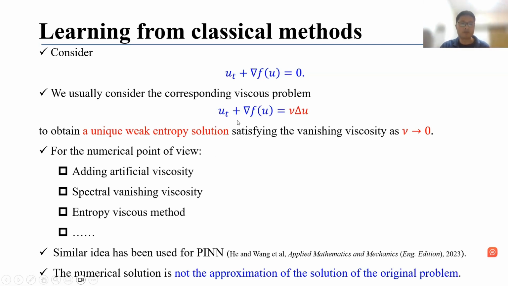But the problem for this kind of method is that the numerical solution is not an approximation of the solution of the original problem. Because the problem we solve here is not the original problem, this may bring some errors, since you actually have the viscosity solution. This is the idea of the classical method.